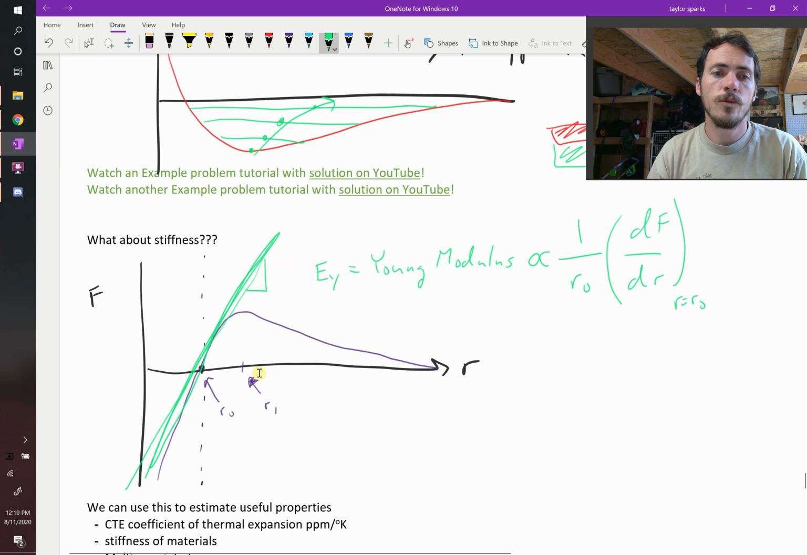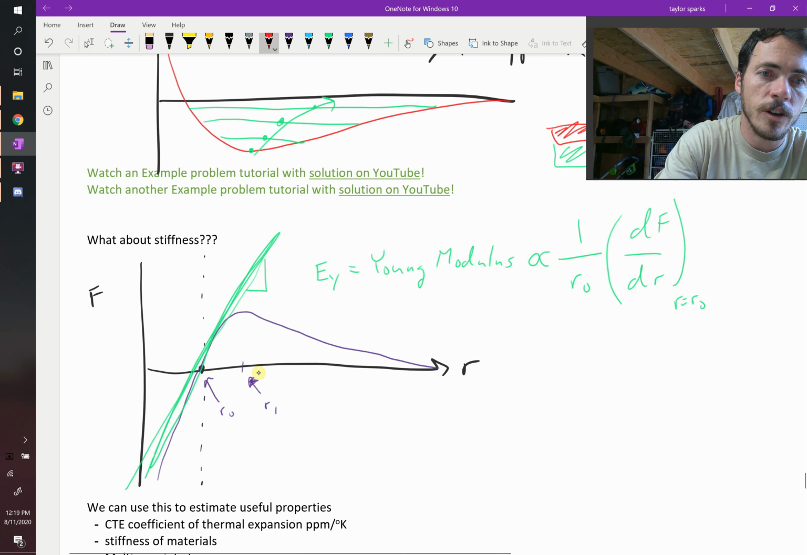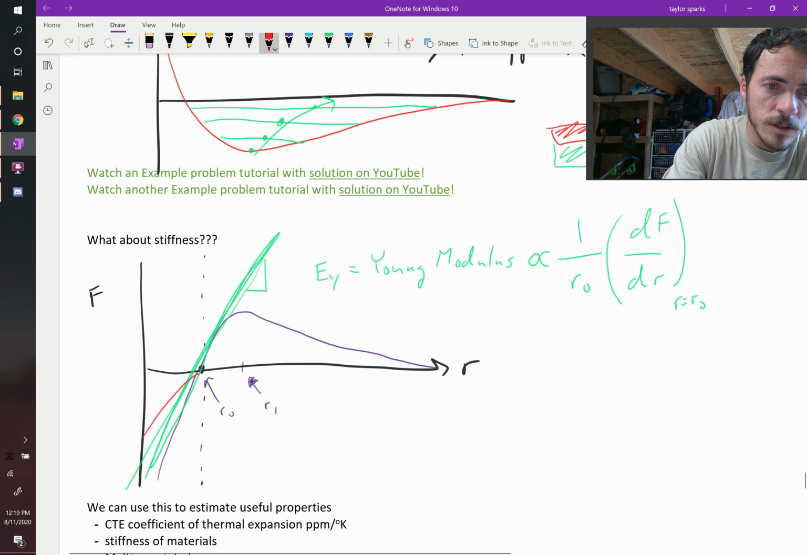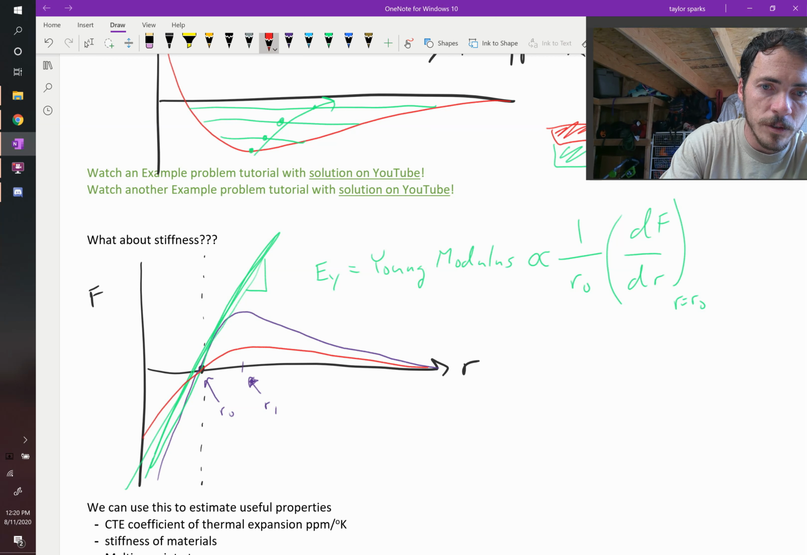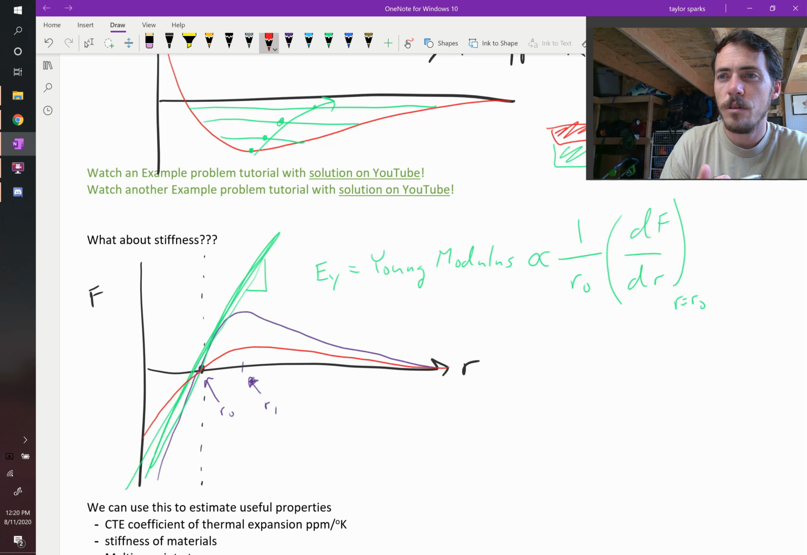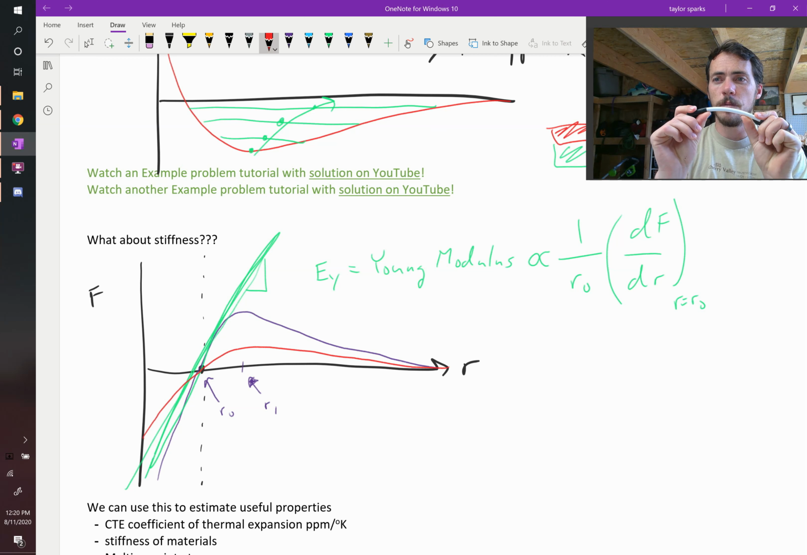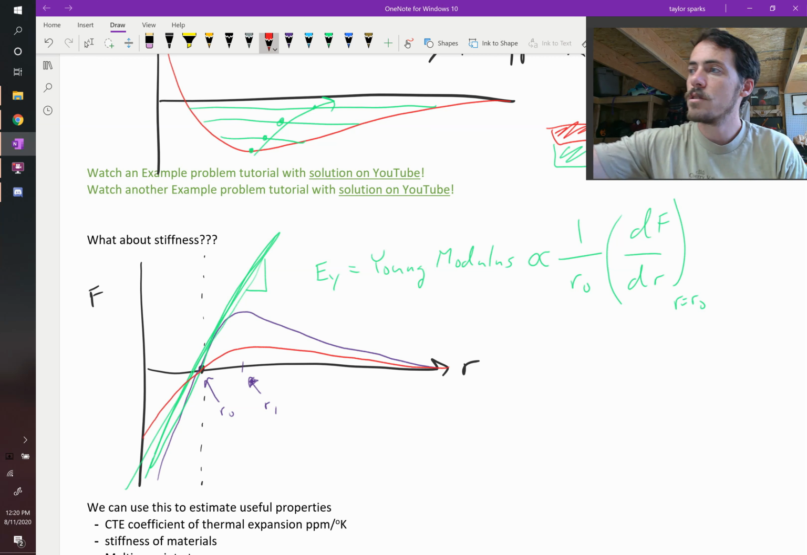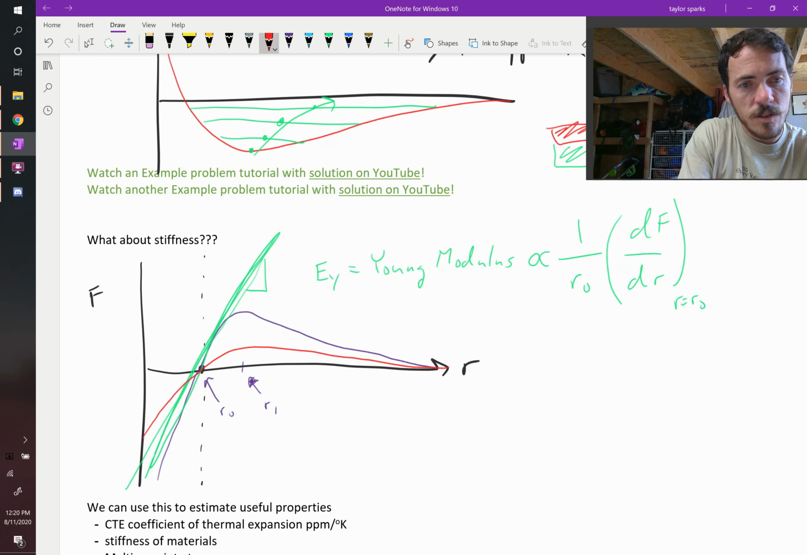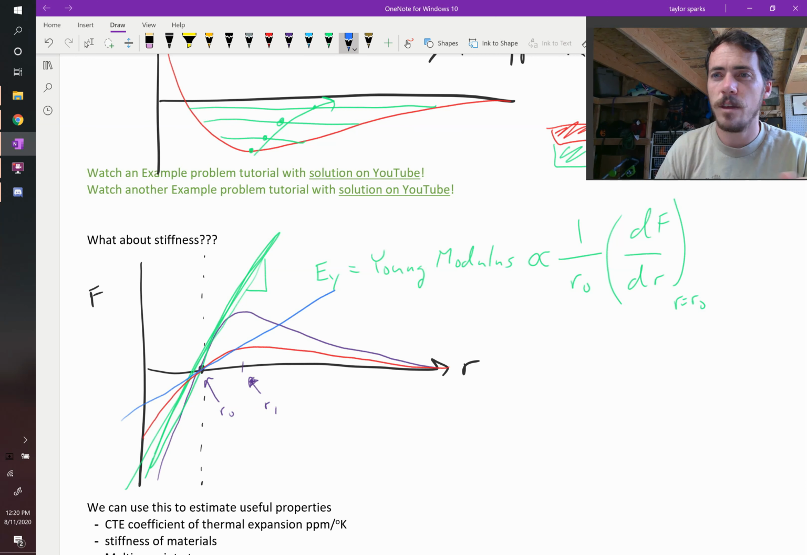So if you have different materials, let's say you've got a different material that might have this as a curve. Maybe this is a polymer material. Well, from practice, you know that polymers are less stiff than metals. You can bend them more easily, right? So what's actually happening here is it's just less steep at that point on the curve, right? Right there, it's less steep at that tangent point. So it has a lower Young's modulus.